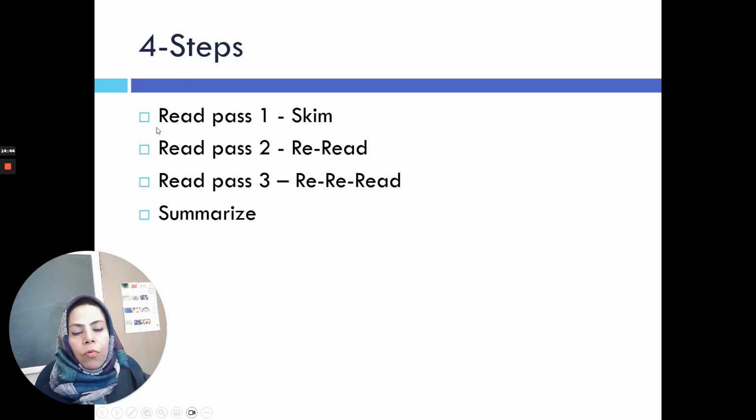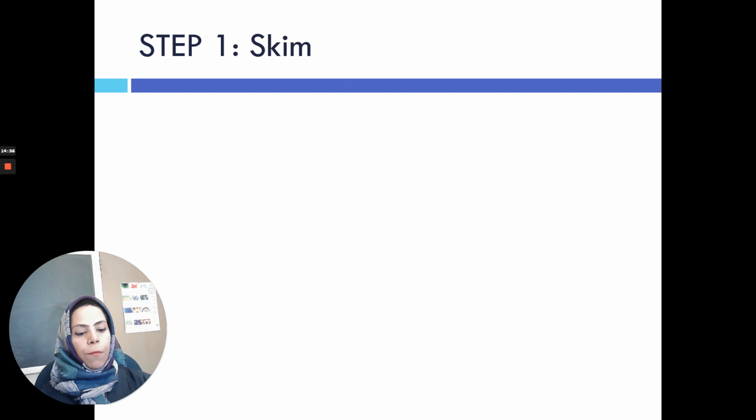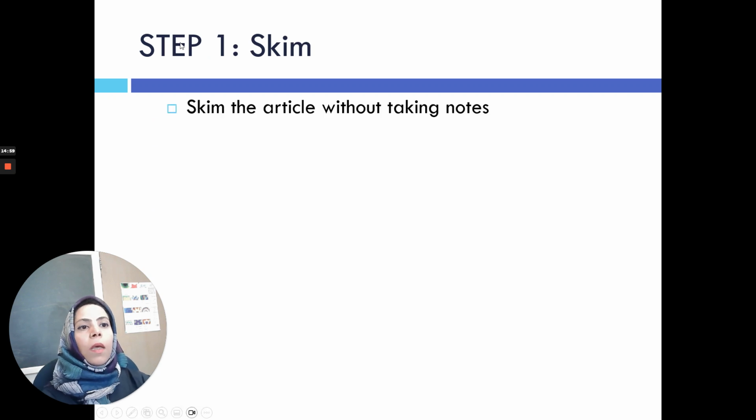So let's have a look at what happens in pass one, what in this step you're required to do, or what you should be expecting, or what you should be looking for when it comes to a research paper. तो इसमें step 1 में skimming में है कि you should be skimming the article without taking notes.